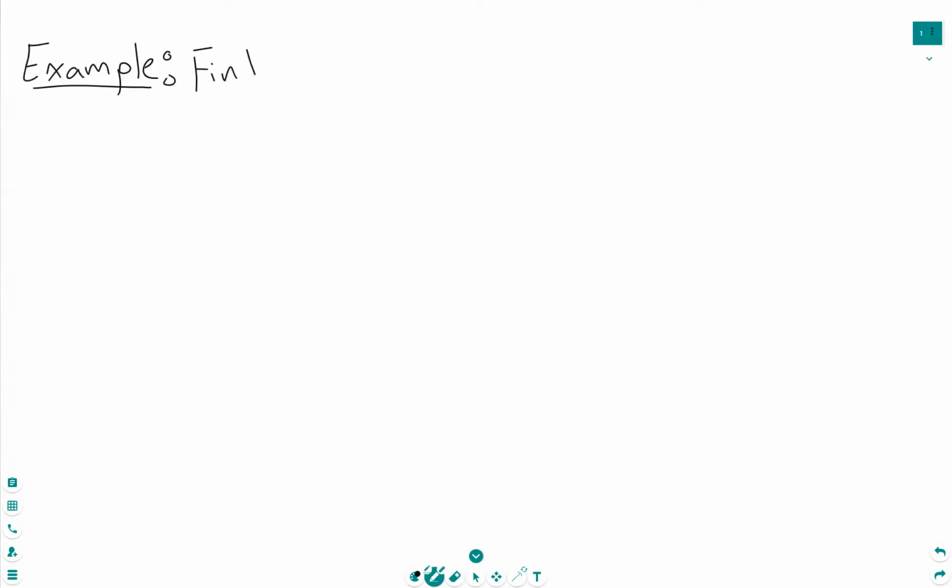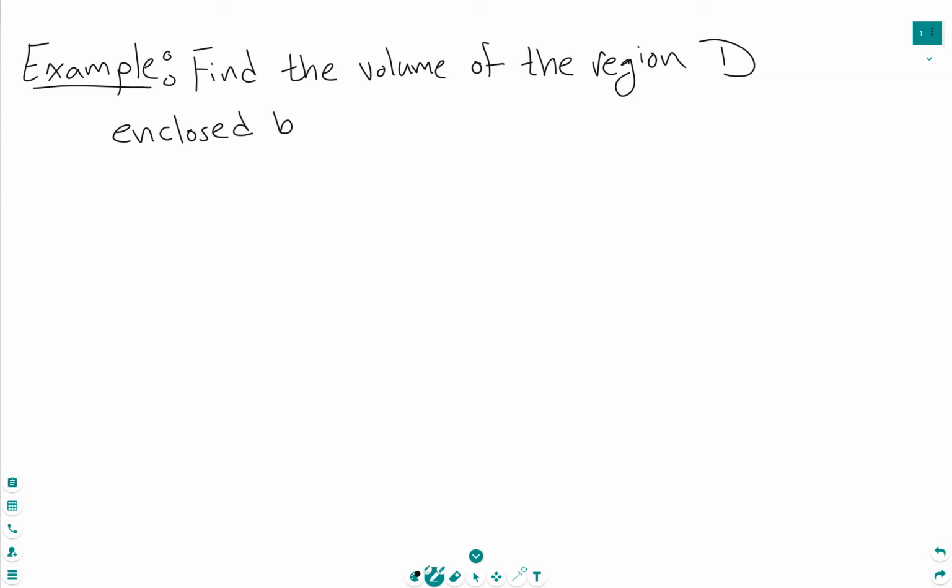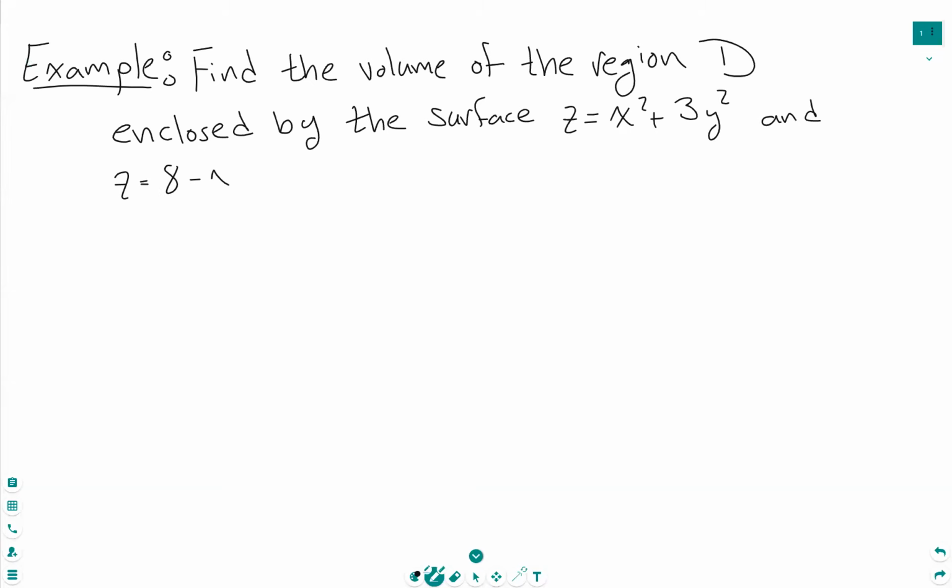Where we're going to find the volume of the region that we'll call D enclosed by the surface z is equal to x squared plus 3y squared and z is equal to 8 minus x squared minus y squared.